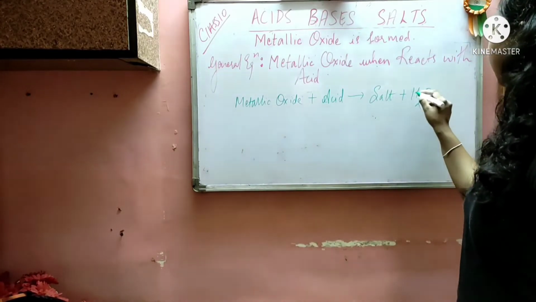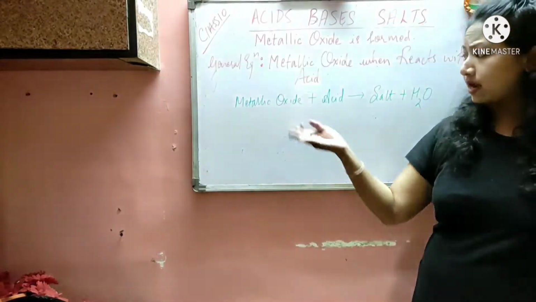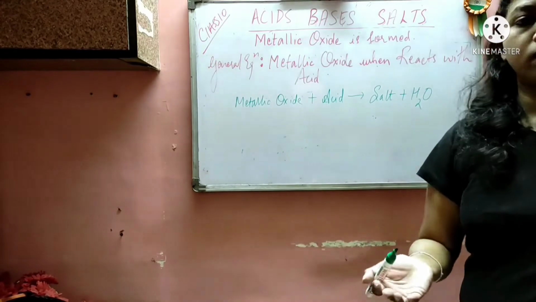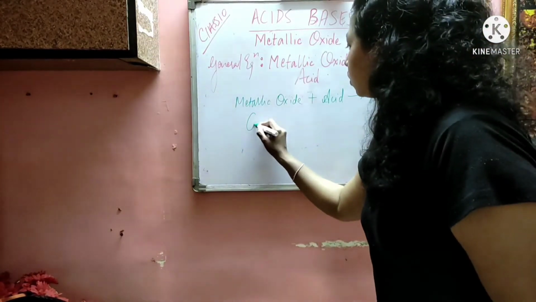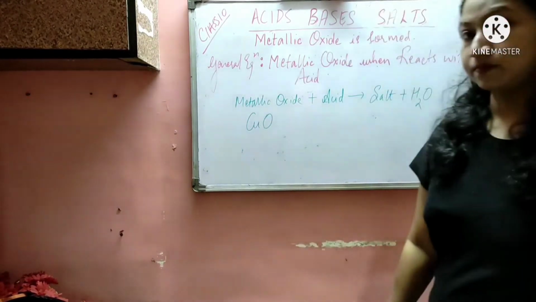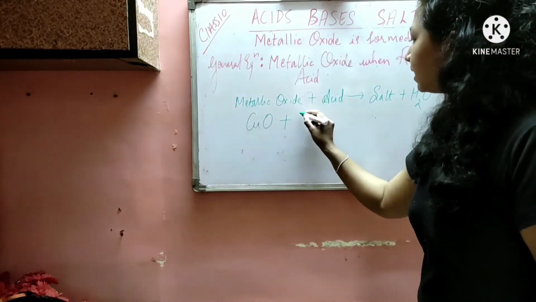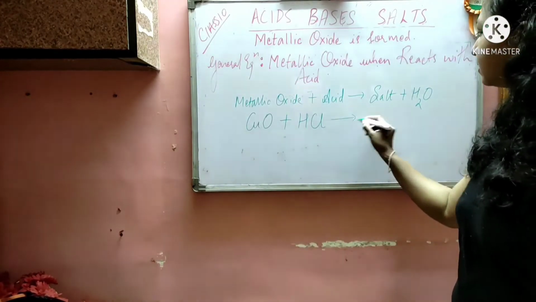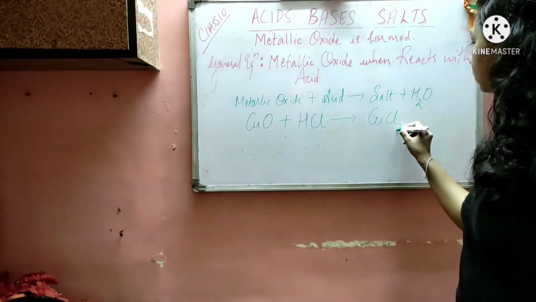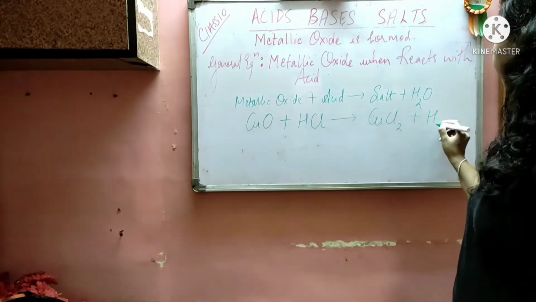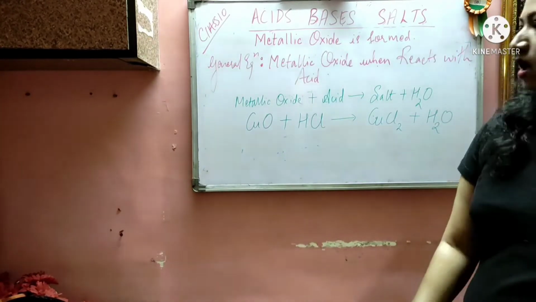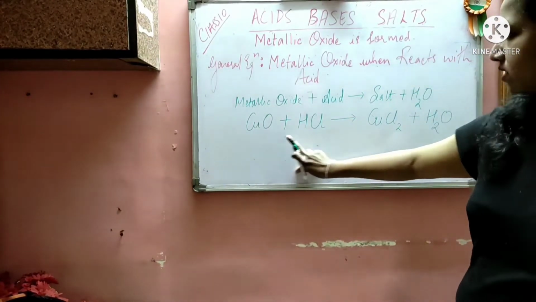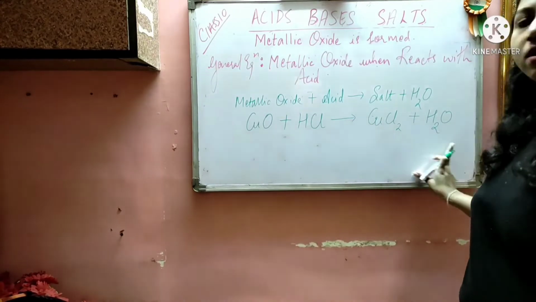Why? Because metallic oxides are basic in nature, and when reacting with acid, the acid-base reaction is going to give you salt and water. Okay, let's see the example. Copper oxide, when it reacts with acid, say HCl, what you get is copper chloride, which is salt, and water. Understood? So copper oxide, which is a base, when it reacts with acid, gives salt and water.